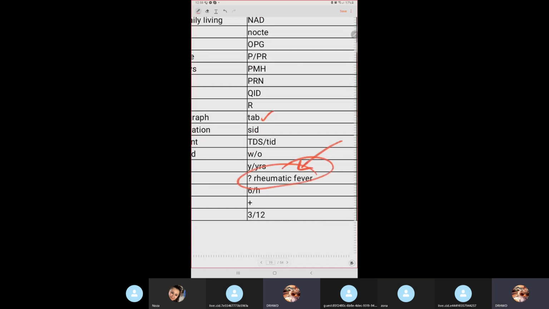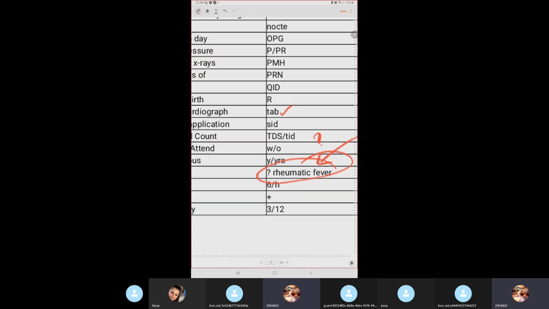Possible rheumatic fever. Probable rheumatic fever. What is this? H, 6 over H. What does that mean? 6 hours. Now, what is this? 312. Anybody knows what is 312?